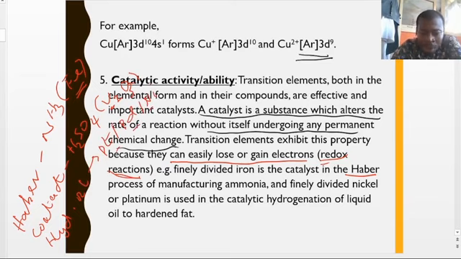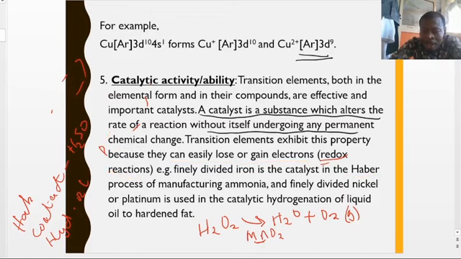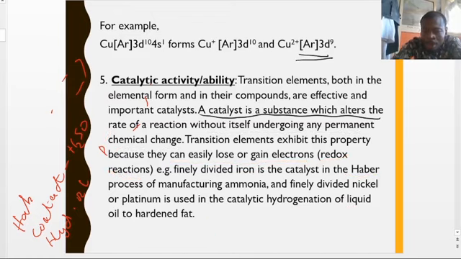In some other reactions also, like the decomposition of hydrogen peroxide, H2O2, to give us H2O and oxygen. This is one of the ways by which you can prepare oxygen in the lab, the laboratory preparation of oxygen. The catalyst used there is manganese oxide, MnO2, which is also an example of a transition metal. So you can see here how important these transition metals are in the catalytic process. These are the 5 major chemical properties of the transition metals.